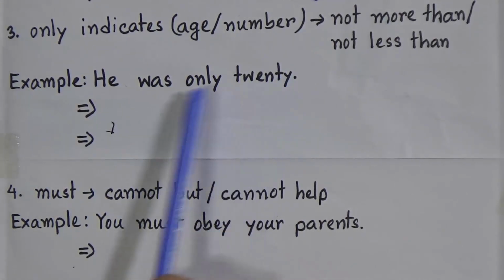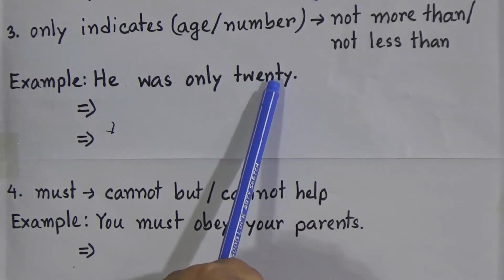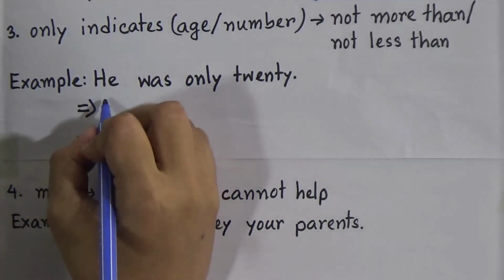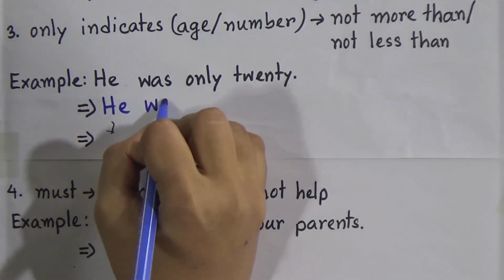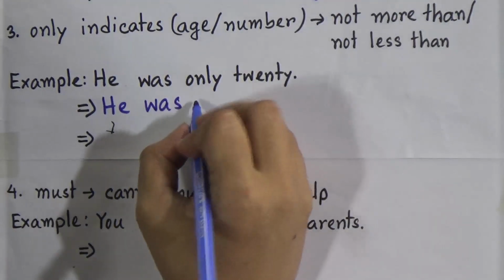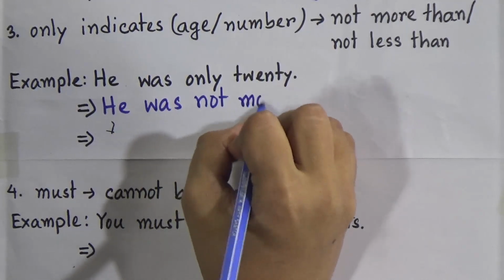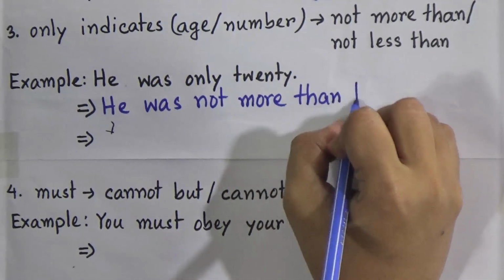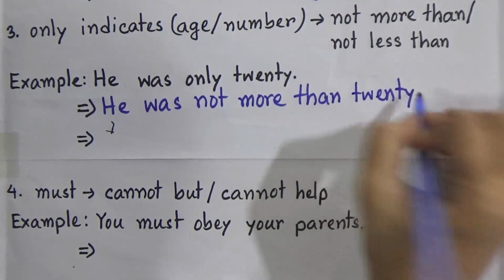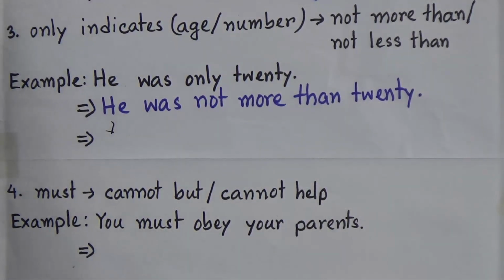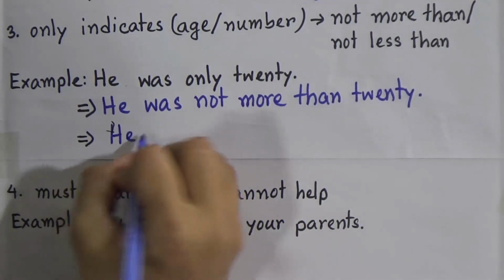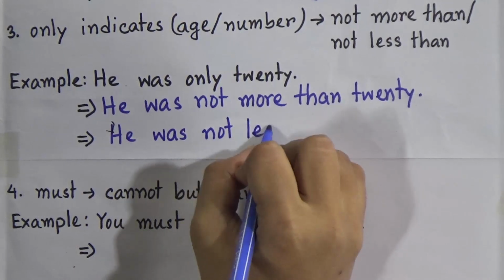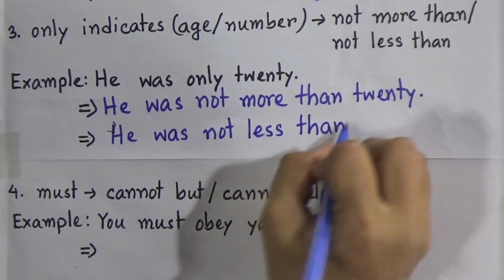He was only 20. So now this only indicates a number or an age. So how will you change it? We can write here, he was not more than 20. Now the rest of the sentence, 20. Or we can also write here, he was not less than 20.